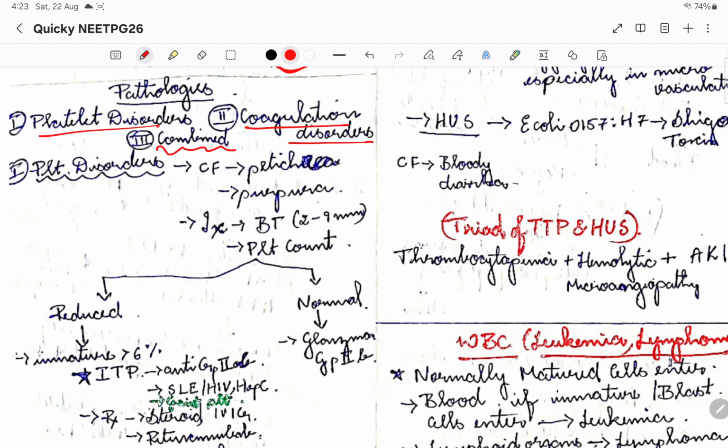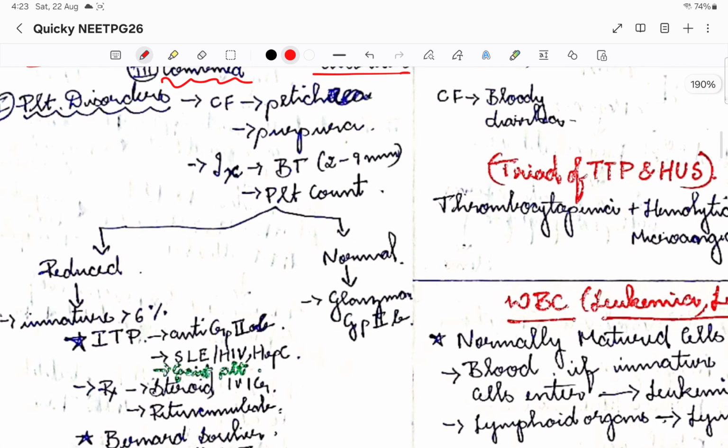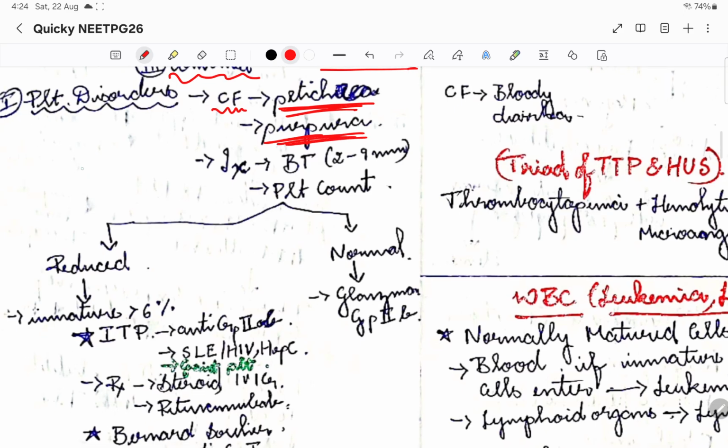Starting with platelet disorders, the main clinical feature is petechiae and purpura. So there will be bleeding. The investigation of choice is bleeding time, right? Bleeding time is the same in primary and secondary hemostasis, but to be specific for platelet disorders, it is the platelet count that we take.